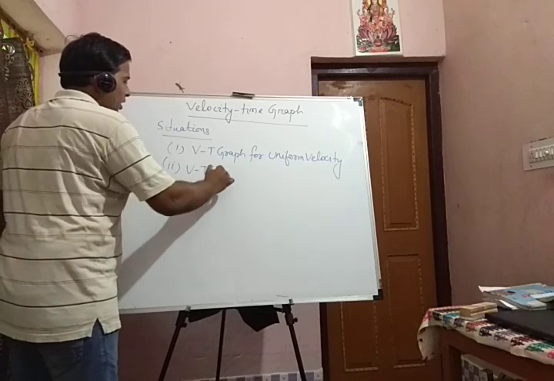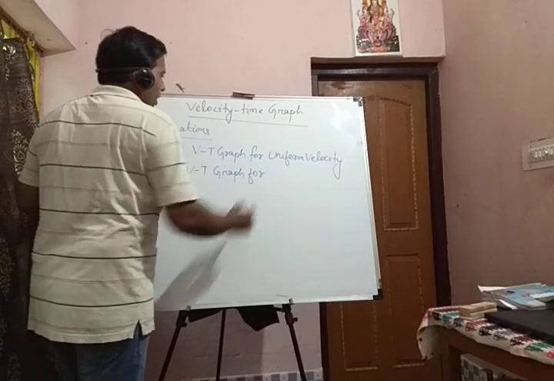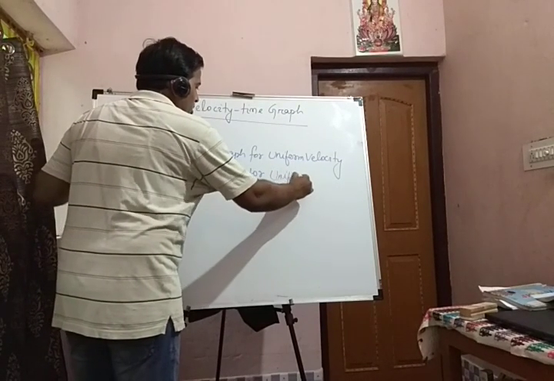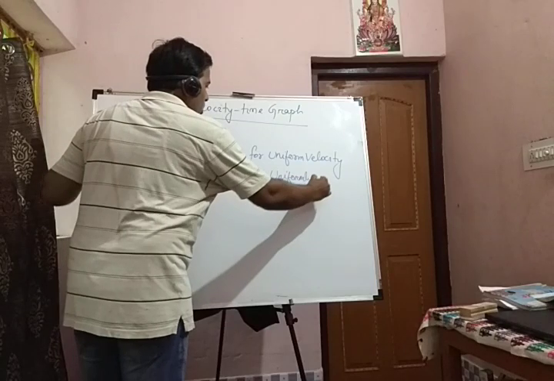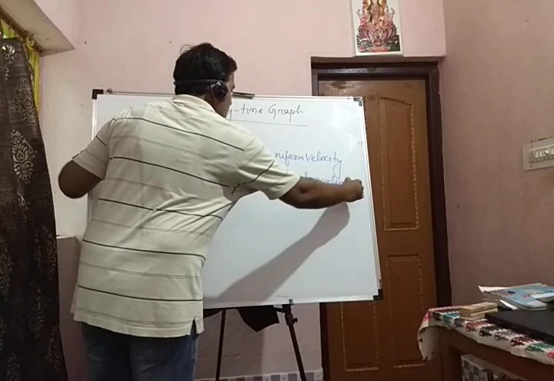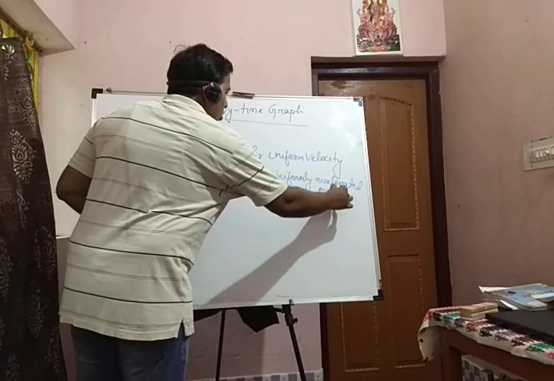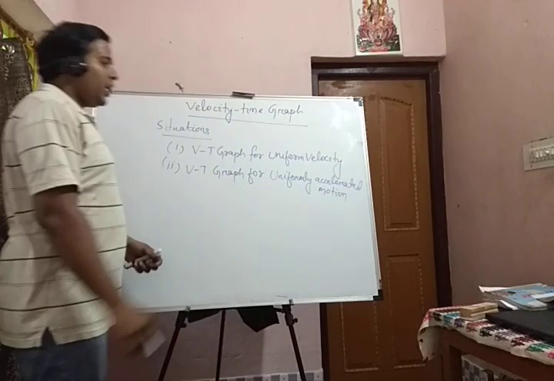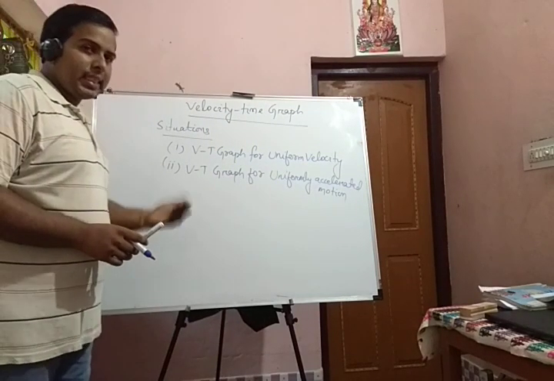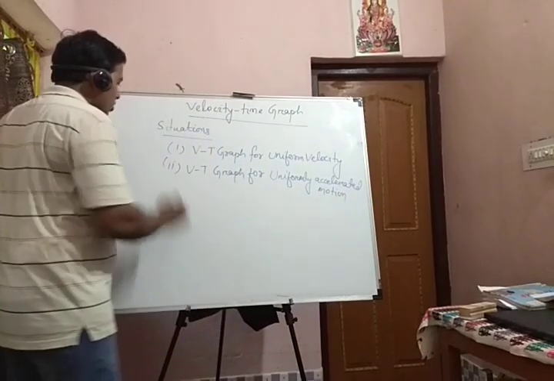Then the VT graph for uniformly accelerated motion. That means the velocity time graph when the body is moving with a velocity which is increasing uniformly, so we can call it uniformly accelerated motion.